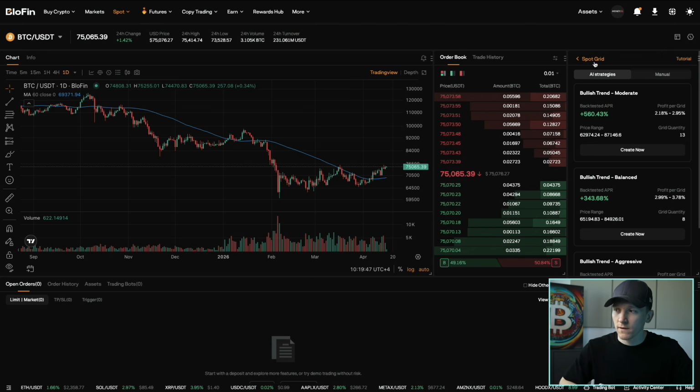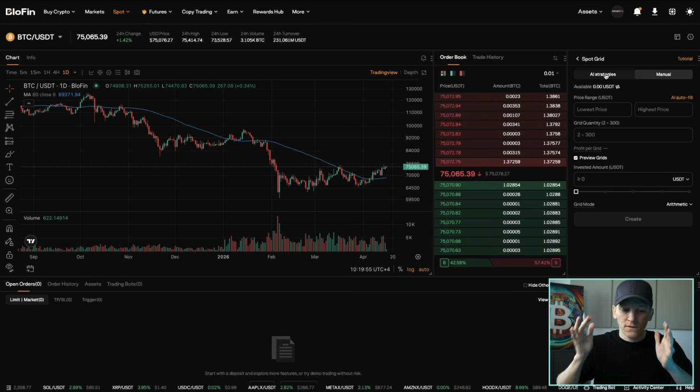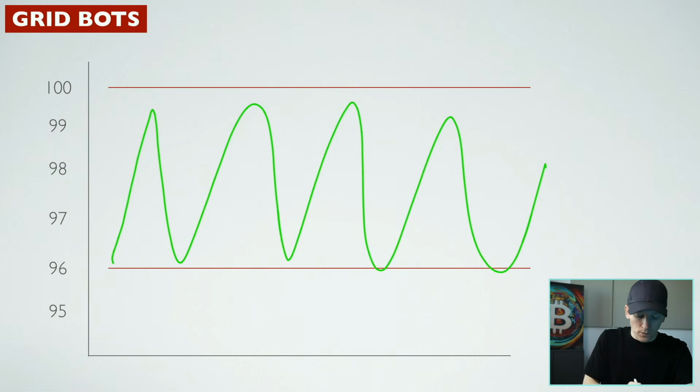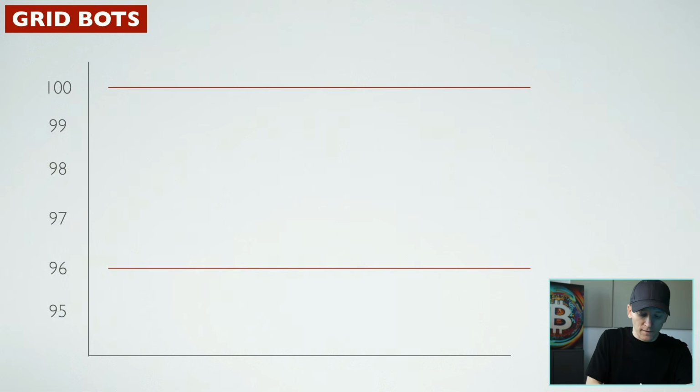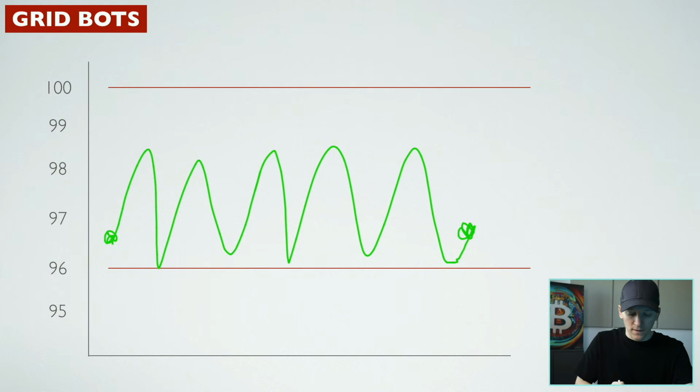Now, some of the downsides here is that I've run grid bots for a very long time, just for the channel to see how they work over the long term. If the price goes sideways, right? So it's volatile like this, but essentially you buy and sell at exactly the same price. So let's say you start here and the price goes like this, and then the price is here. So the price actually just went sideways.